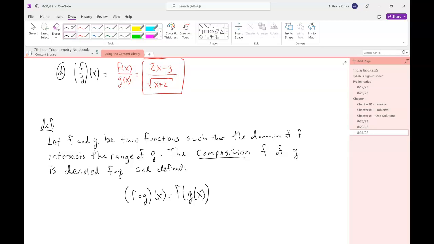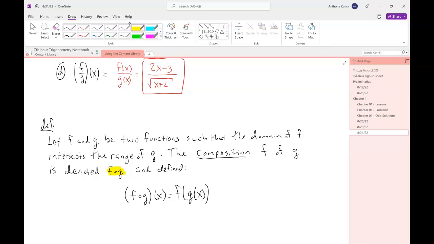So this definition reads, let f and g be two functions such that the domain of f intersects the range of g. The composition f of g is denoted by this set of symbols here. That's an f, and then like the multiplication dot, but it's empty instead of filled in, and then g, and it's defined as f of g of x.